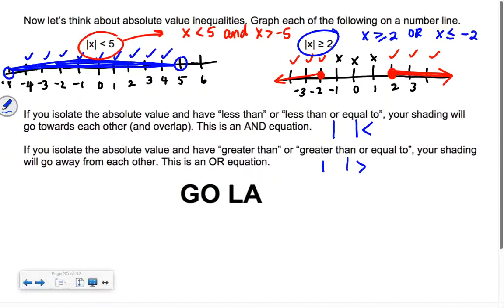Okay? So I used to tutor a girl and she said, oh, my teacher always said, go LA. And I like that. Greater than means or, less than means and. Can you remember that? Greater is or, and less than is and. So go LA.